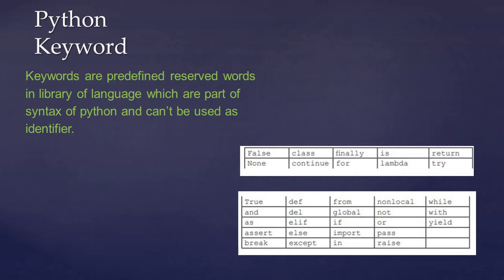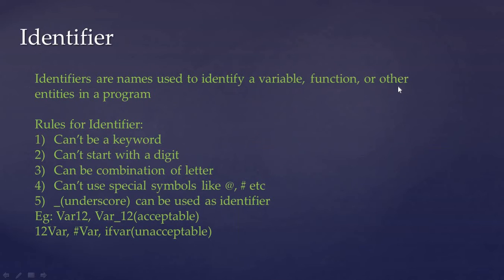Python keywords. In Python, keywords are predefined reserved words in the library of the language, which are part of the syntax and can't be used as an identifier. I will be coming to the definition of the identifier shortly. So these are the different types of keywords in Python: True, def, if, elif. We would be doing this later in the course.